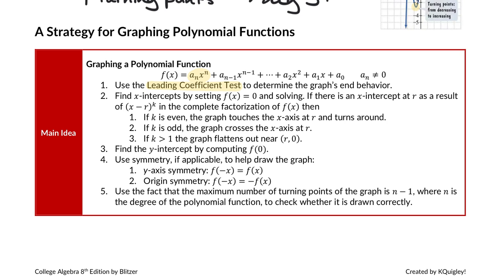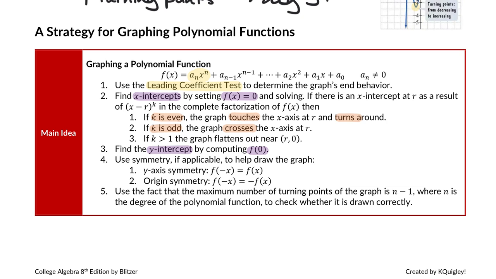Just like we did with quadratics, we're going to find those x-intercepts by setting f of x equal to 0 and solving. If there's an x-intercept, then we're going to check the multiplicity. For our multiplicity, if k is even, the graph touches and turns or bounces. If k is odd, the graph crosses the x-axis. We will then compute the y-intercept the same way we did with quadratics by computing f of 0.